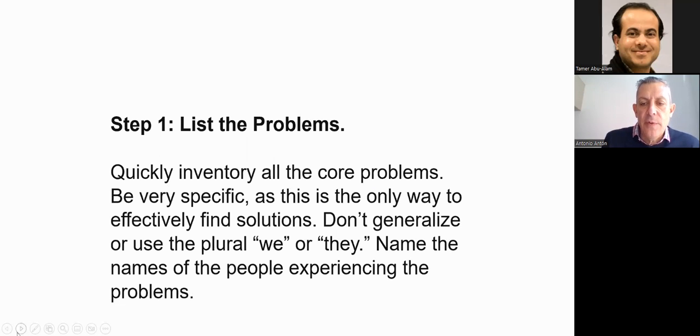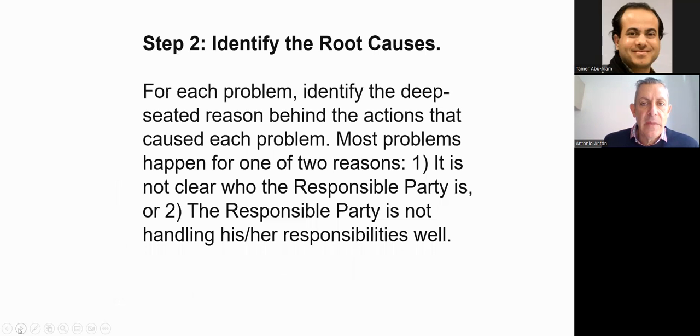Well, here are some recommendations. One piece of advice for me is to use the plural, we or they. Name the names of the people experiencing the problems, that could be good. So being more specific is very, very important. And put the name. Identify, as I said in the first example of the windsurf club, and the second example of the clients, and that you identify the root causes.